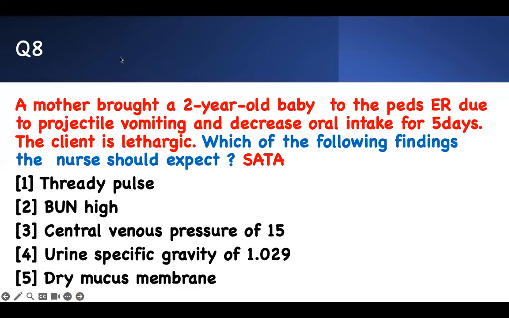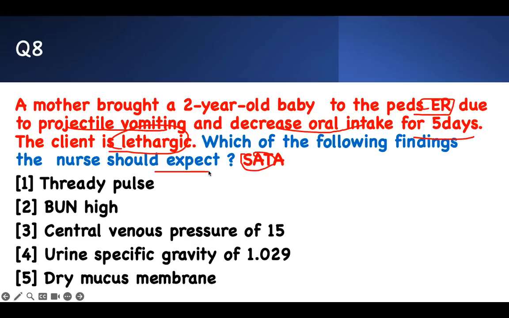Number 8. Select or apply. A mother brought a 2-year-old boy to the peds ER due to projectile vomiting and decreased oral intake for 5 days. The client is lethargic. Which of the following findings should the nurse expect? Breaking it down. A 2-year-old came to the emergency room because he's been vomiting for 5 days and he's not eating for 5 days. No brainer. He has lethargy.